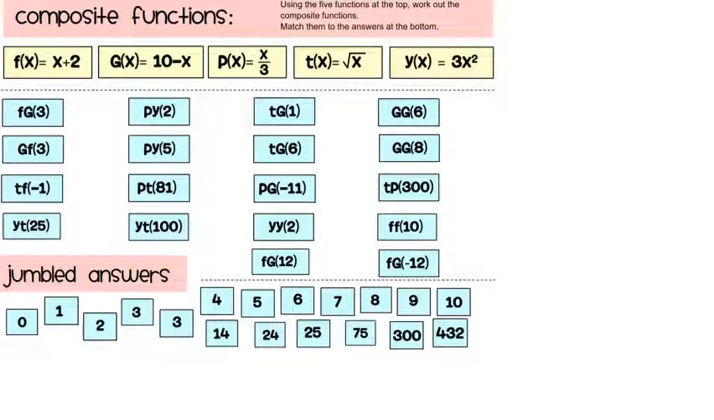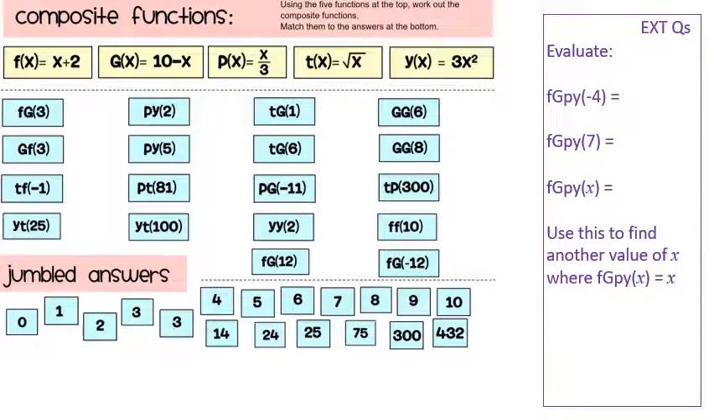Pause the video, have a try at these. So we've got 5 different functions up at the top. We're given a compound function and we've got to find the answer somewhere here. Some of these answers are repeated, like there's 2 3s. That means 2 of these functions above will have the answer 3. Once you've done that, you can have a try at this extension. Pause it, come back for the answers.